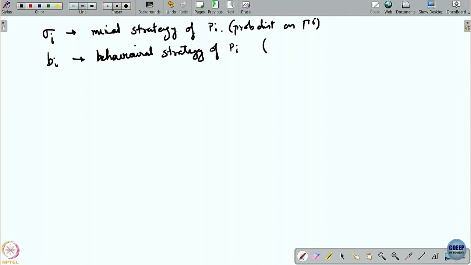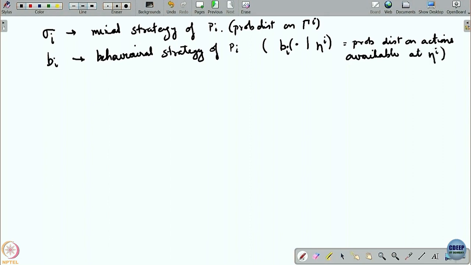So a behavioral strategy is a conditional probability distribution. Given each information set, it produces a probability distribution on the set of actions. So it is actually a collection of conditional probability distributions. The way we write this is that b_i of eta_i is a probability distribution on actions available at eta_i. And I will put in another notation here, mu_i, which will stand for either of the above.